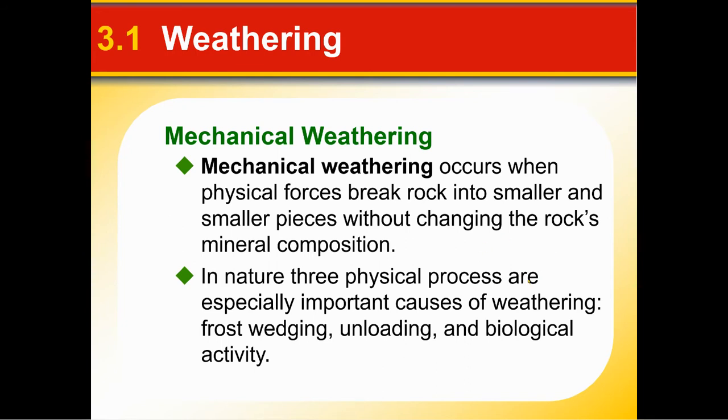Mechanical weathering. Mechanical weathering occurs when physical forces break rock into smaller and smaller pieces without changing the rock's mineral composition. This is what's huge because remember, in chemical weathering, when there's a chemical change, you never end up with what you start with. There's a chemical change, the structures change. In mechanical weathering, the structure stays the same. Or I should say the composition stays the same in mechanical weathering; composition changes in chemical weathering.